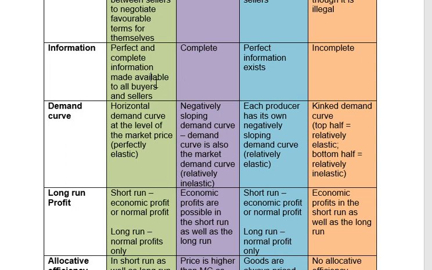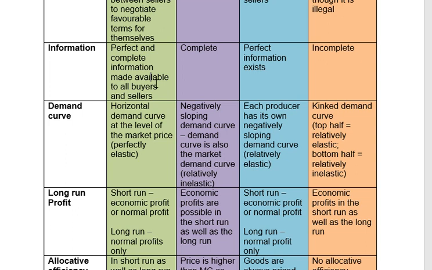His demand curve is horizontal because he is a price taker. He cannot change the price. For the monopoly, he will have a negatively sloping demand curve because he is the only producer. And because he is the only producer, his demand curve is also the demand curve for the industry, for the market. And the market demand curve always has a negative slope.